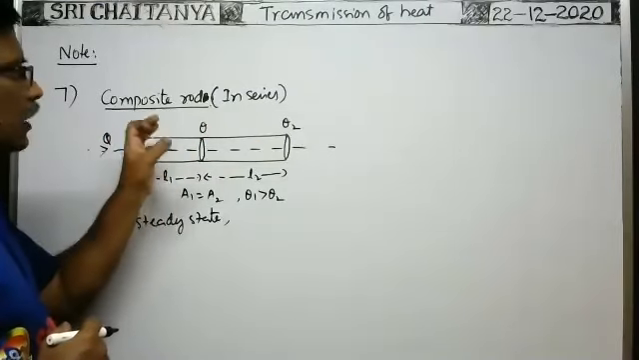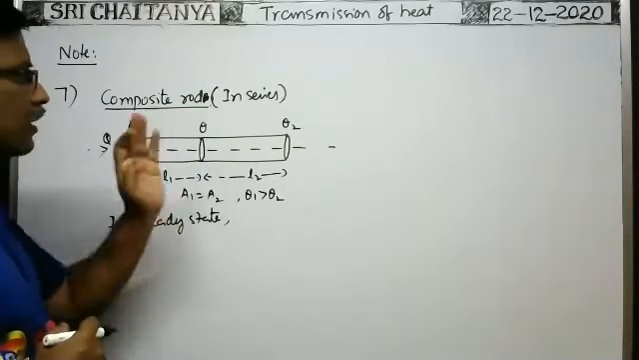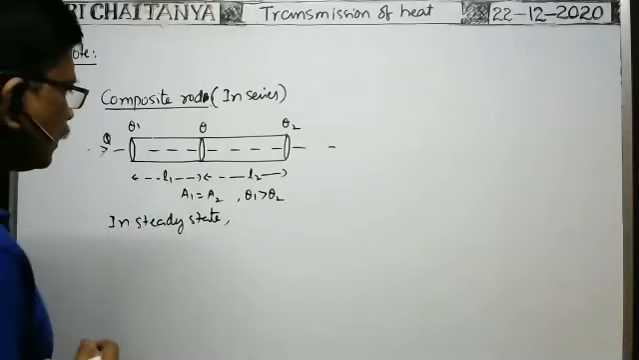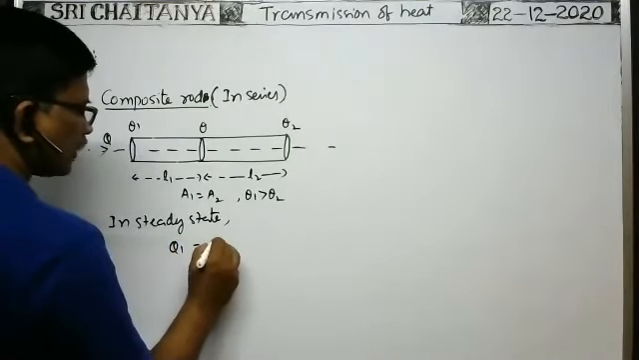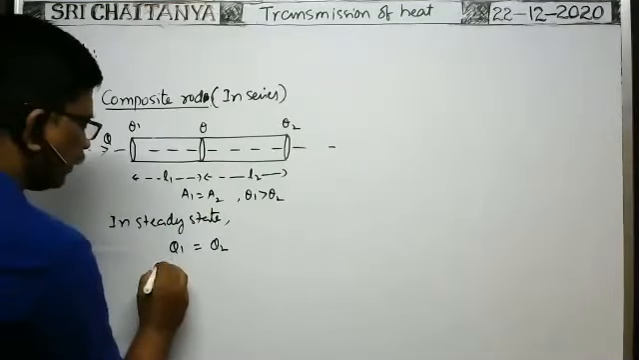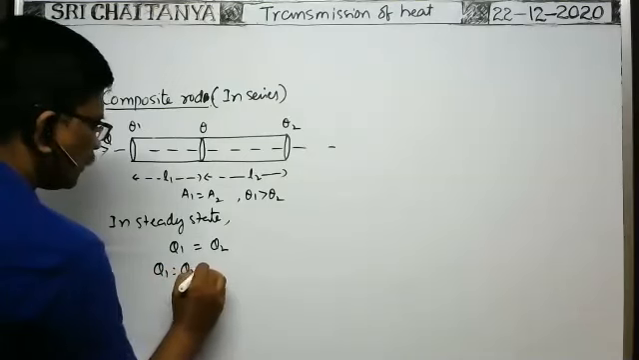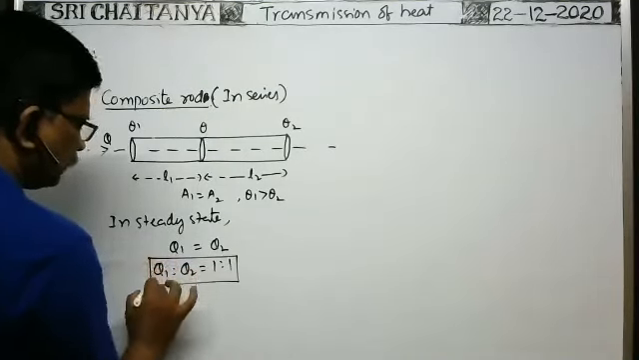That's why whenever the two rods are joined in series, then the heat energy transmitted through the two rods remains the same. That means heat energy transmitted through the first rod and heat energy transmitted through the second rod both are equal. Q1, Q2 both are equal. So what is the ratio between heat energy transmitted through the two rods when they are connected in series? 1:1. This is one important point.